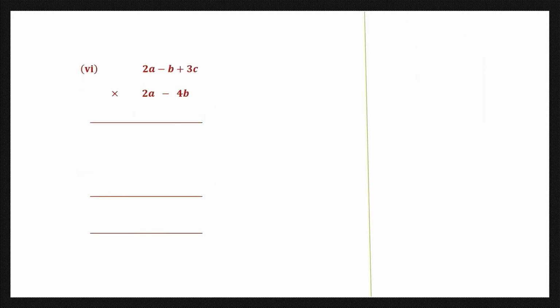Question 6. So here first we're going to multiply 2a into 2a and then 2a into b and then 2a into 3c. So let's start. 2a into 2a. This is 2 into 2 into a to the power of 1 plus 1. Okay, so that is 4a square. So let's write that down. So let me start from here, 4a square. So now we're finished with 2a.